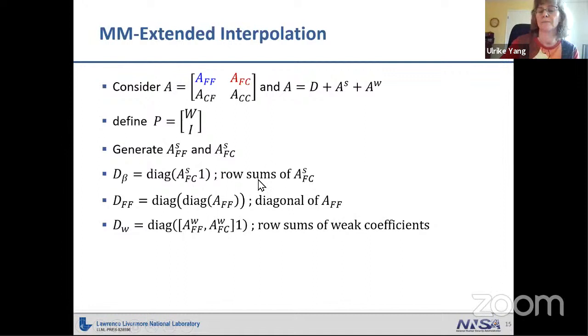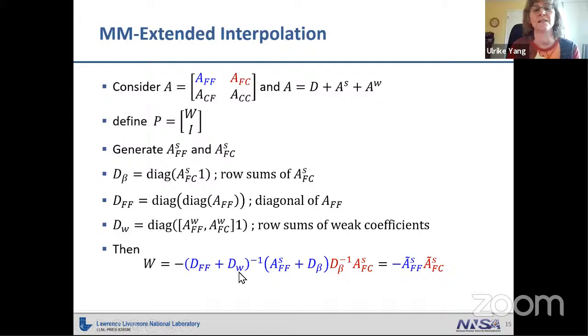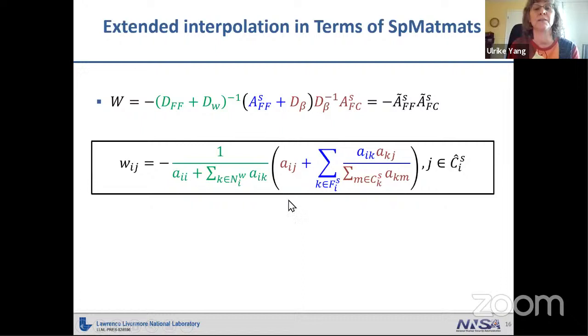And then you can actually define W in the following way as minus DFF plus DW inverse times AFS plus D beta times this. So essentially it's just two matrices you can multiply with each other. And that you can actually implement very nicely on the GPU. So that works great. So let's just go back to our original definition we had.